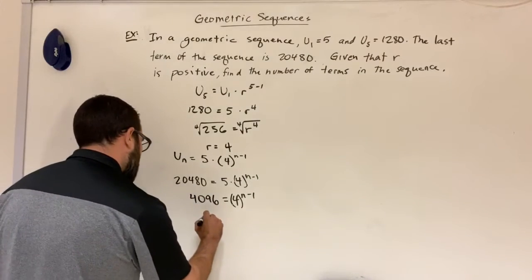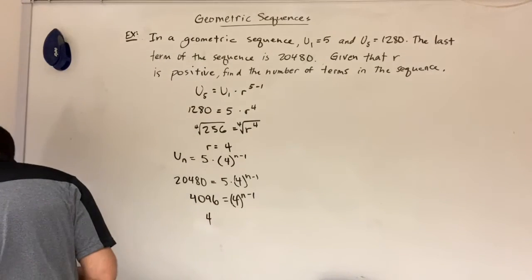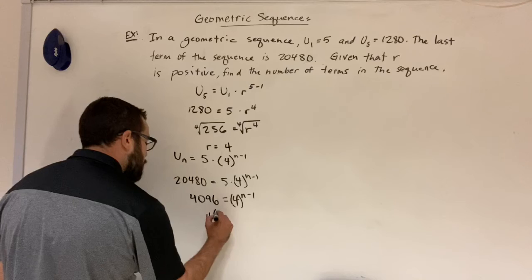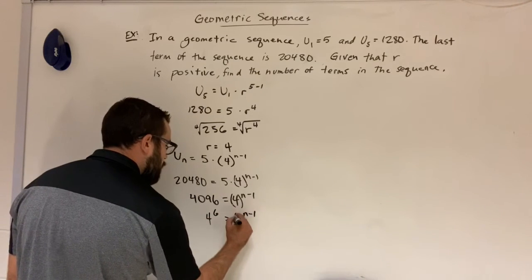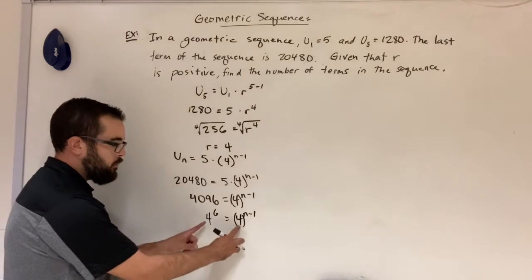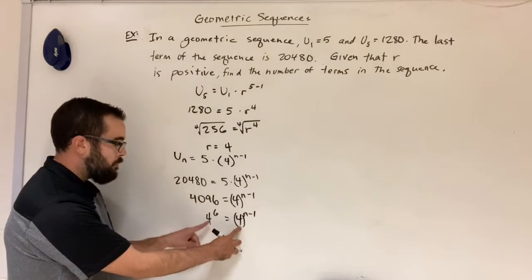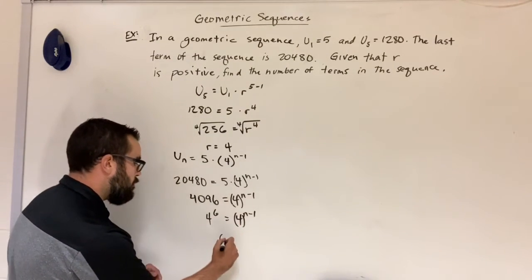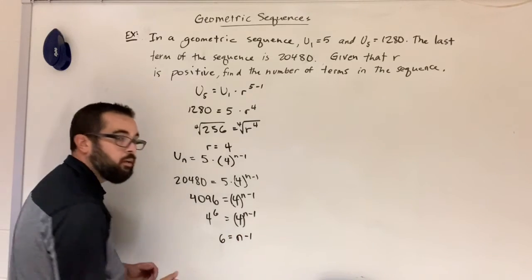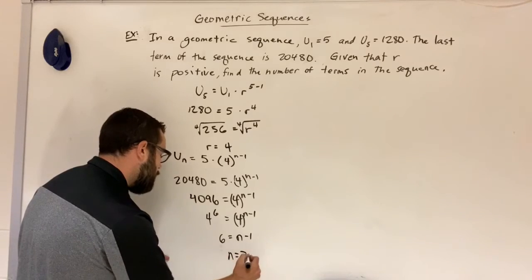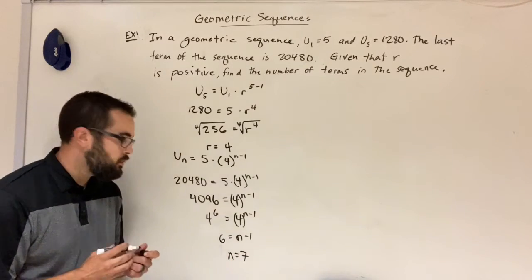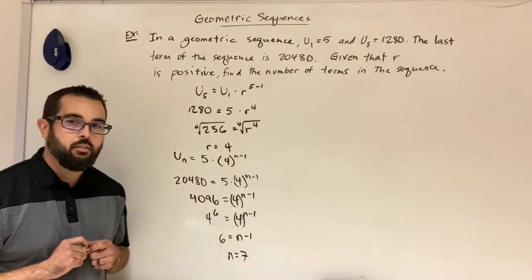And it turns out that 4 to the 6th power works. So if these bases are the same, that must mean these exponents have to be the same. So that means that 6 has to equal n minus 1. Then you add 1 to both sides, you get n is 7. So there's 7 terms in this sequence.